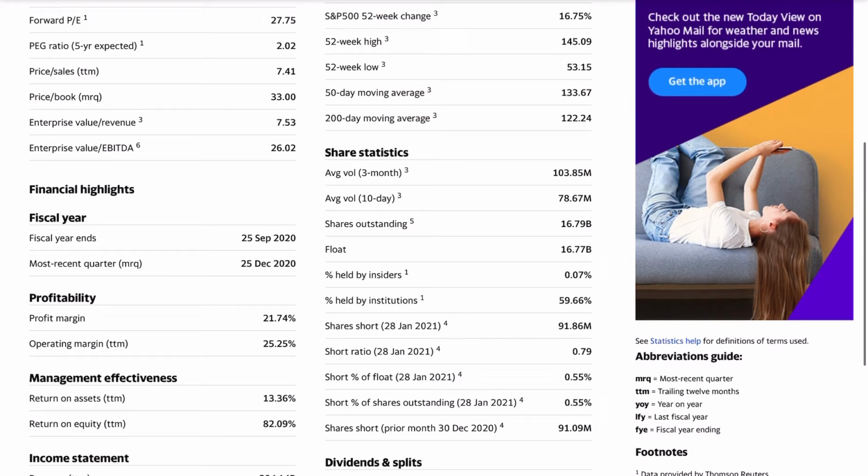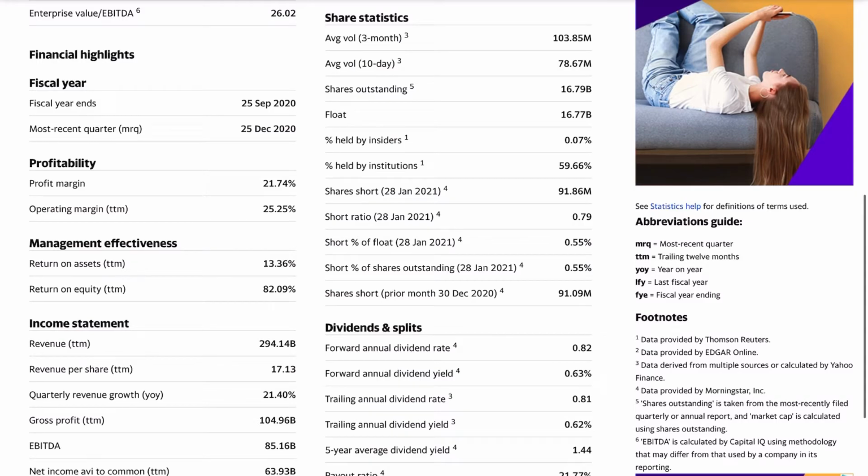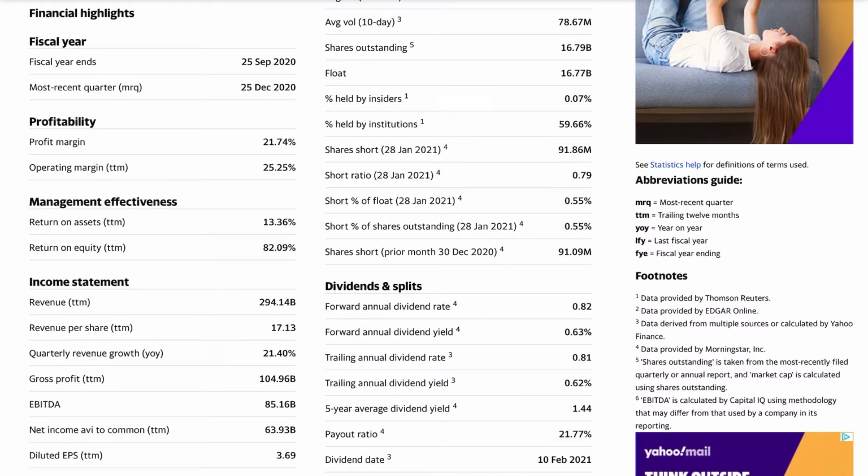Their profit margin, if you look at that, that's a whopping 21.74%. Return on assets, so they're quite good, 13.36%. Their return on equity is 82.09%. So if you look at that figure, Apple seems to be very efficient and effective at managing their resources.